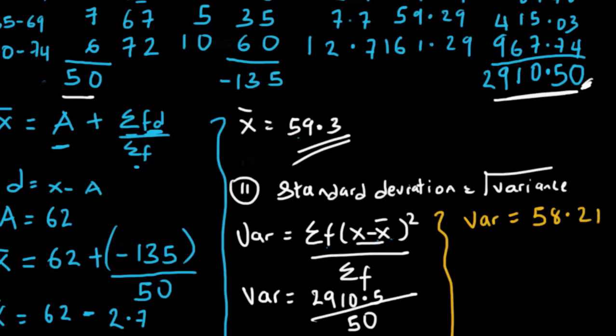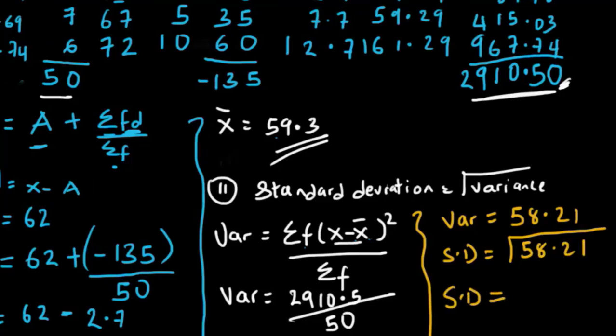If variance equals 58.21, it means our standard deviation equals the square root of 58.21, which is 7.6 kilogram, and this is our answer, 7.6 kilogram. Let me put the unit in too.